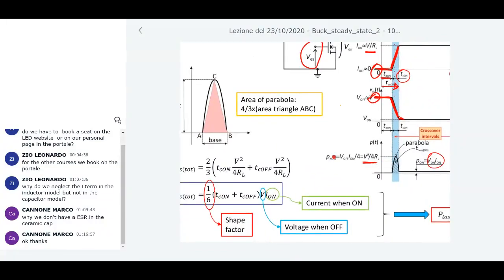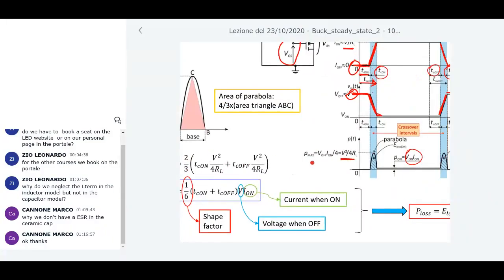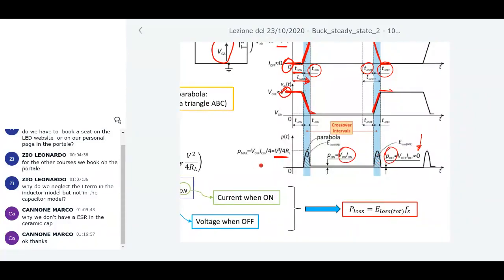Let's compute this using the formula, for example for the energy under this parabola. The base of this triangle is the crossover time, TC on. The height is V squared over 4RL, and the triangle area is one half base multiplied by height. Multiplying by 4/3, we get 2 divided by 3, because we have the 4 divided here. The same contribution happens for turn off: exactly the same, TC off as the base, the height is the same, multiplied by one half.